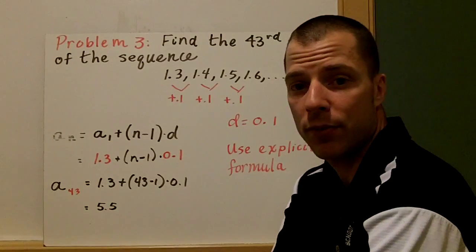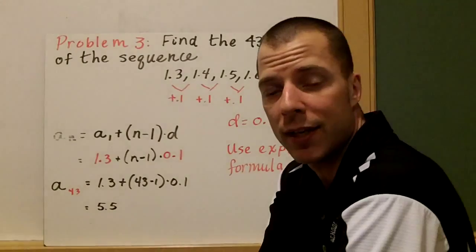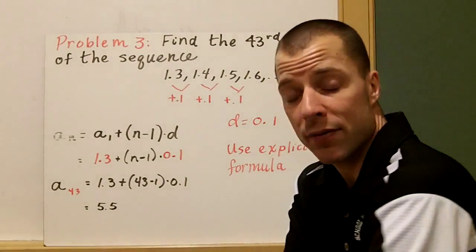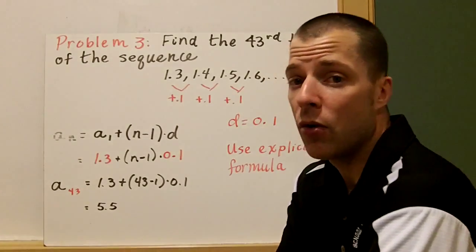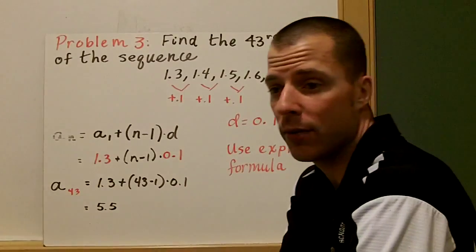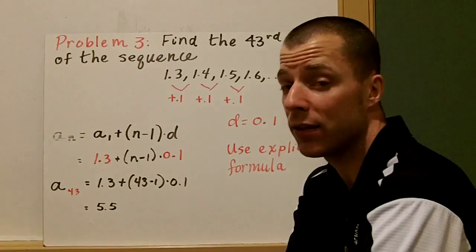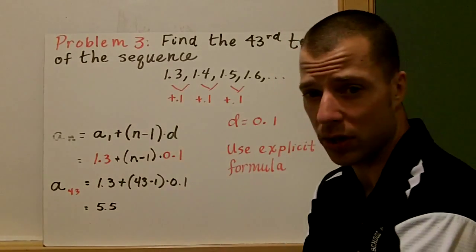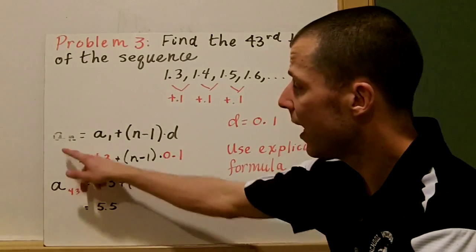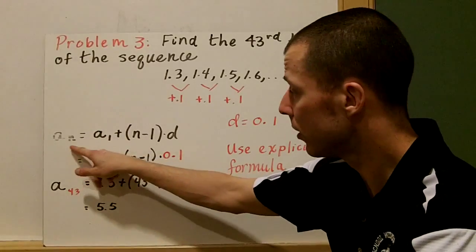All right, in our third problem, we're going to look at finding the 43rd term of this sequence. Now, if we're trying to find the 43rd term, we really have two options. You have recursive, you could write a rule for that, or you could use explicit. If I need the 43rd term, I'm not going to use recursive because I would need the 42nd term in order to find the 43rd term, and that's just too much work. So we're going to define this explicitly.